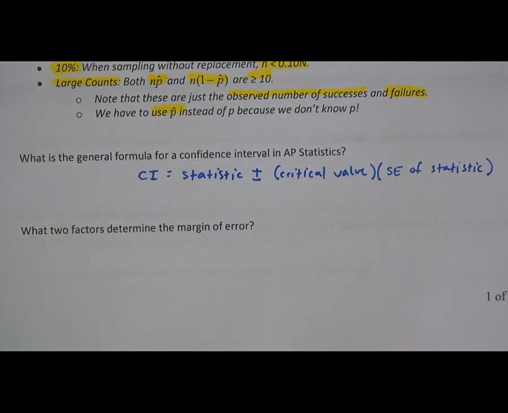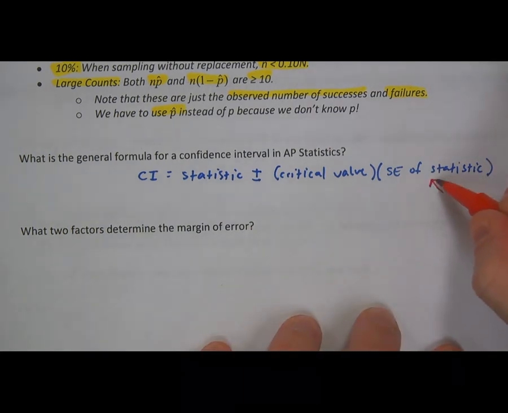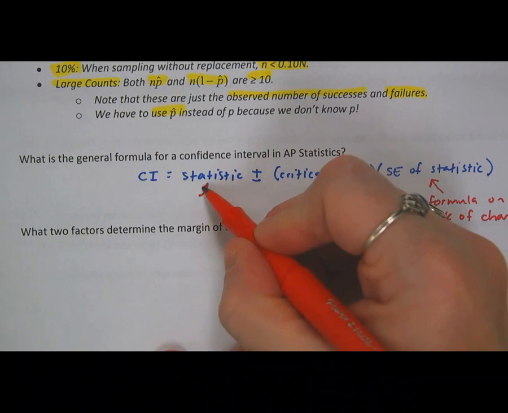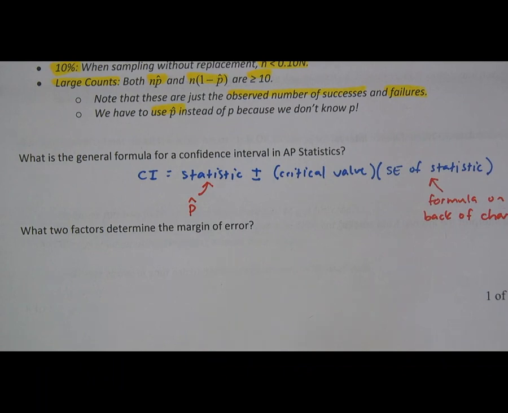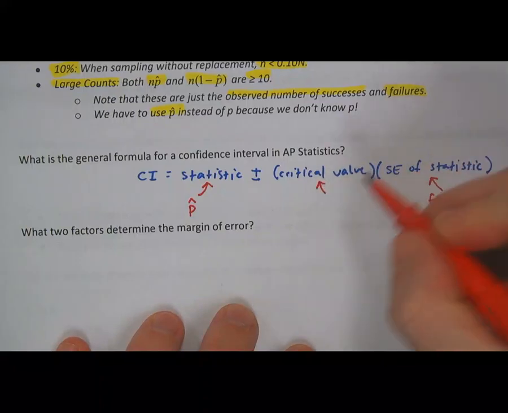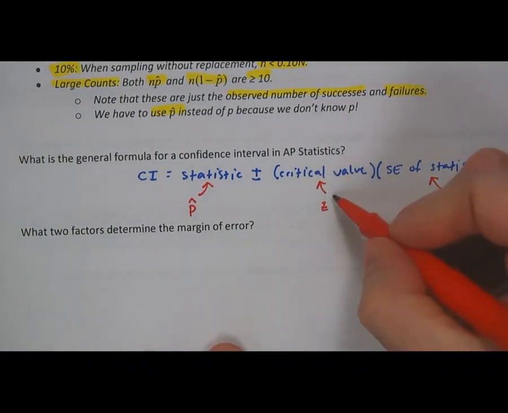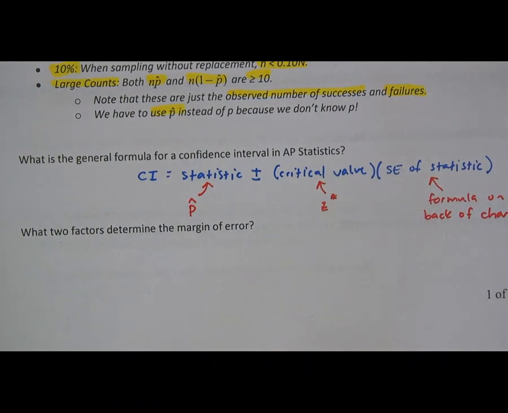And I just want you to note to yourself that the formula for this standard error of the statistic is on the back of your chart. Clearly labeled. Now, the statistic that we're talking about today is going to be p-hat, because we're talking about proportions of samples. And then the critical value is called z, usually with a little asterisk by it. That doesn't mean anything. It's just to denote what we did up there in part B, finding that critical value.